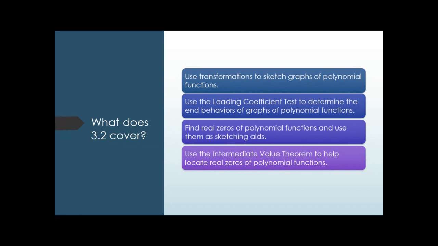Using the leading coefficient test to determine the end behaviors of graphs of polynomial functions. Find real zeros of polynomial functions and use them as sketching aids. And again, for sketching, we're just going to use Desmos, so you don't have to sketch that by hand. And then use the intermediate value theorem to help locate real zeros of polynomial functions. So what's going to be helpful for your assignment is the leading coefficient test and then finding zeros.